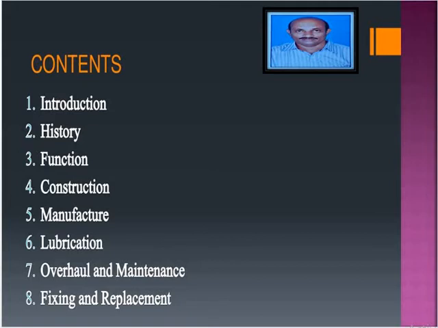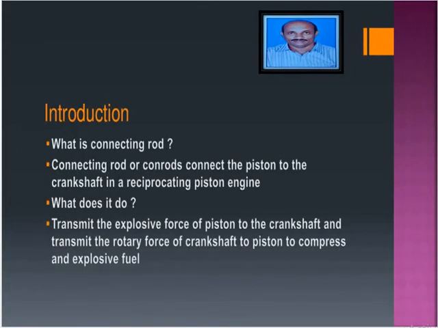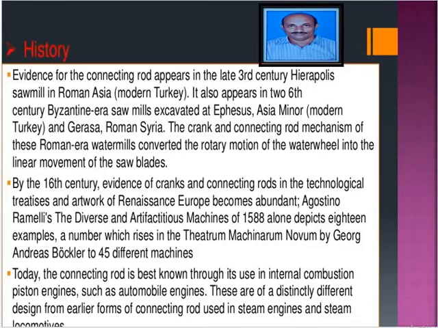Now we will see the history of the connecting rod. So generally we ask, what is a connecting rod? A connecting rod connects the piston to the crankshaft in a reciprocating piston engine. It transmits the explosive force of the piston to the crankshaft, and transmits the rotary force of the crankshaft to the piston, to compress the explosive mixture. So that is the thing.